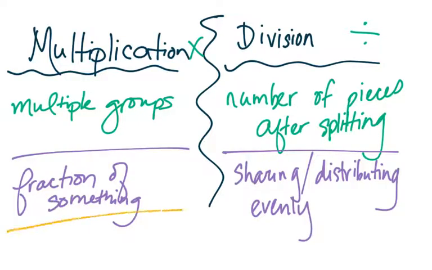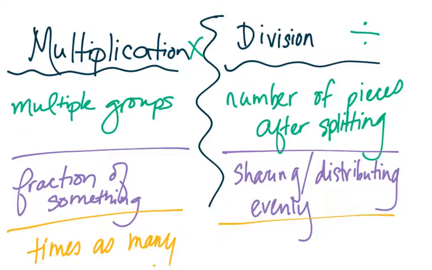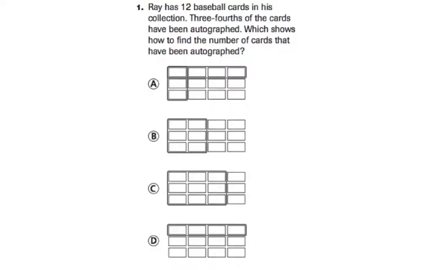Sometimes you're going to be given words like times as many. That lets you know you're going to be multiplying. And for division, you may even see words like divided. So those are just things to keep in mind. Without further ado, let's look at some sample problems. We're going to figure out if it is a multiplication problem or a division problem, and then we'll solve it.